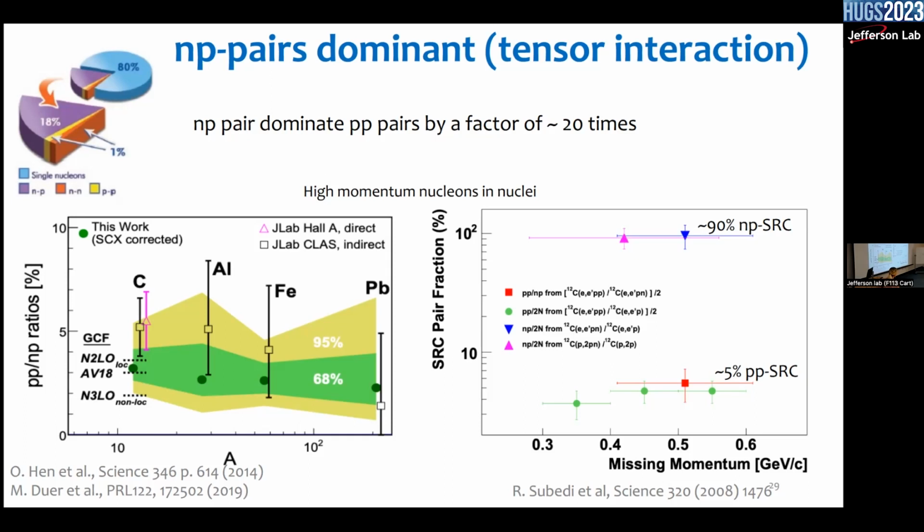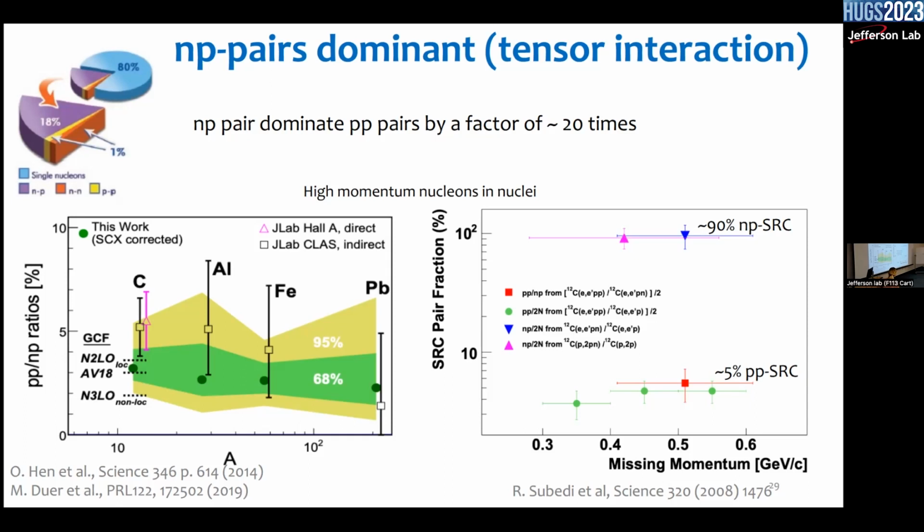So of the short-range correlated pairs that occupy the high momentum tail, about 5% are from PP, and nearly all the rest are from neutron-proton. Neutron-neutron wasn't shown here because they just didn't detect it at that time.